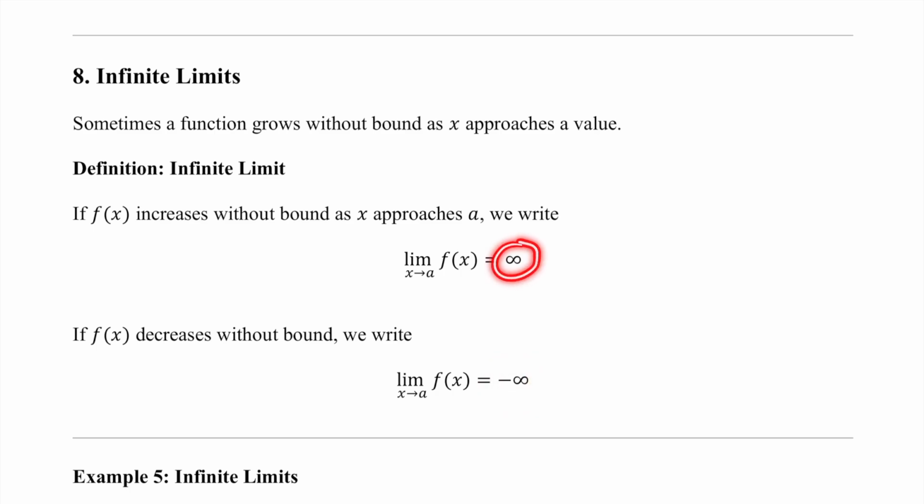Infinity and negative infinity are not fixed numbers. So when we write limit equals infinity or negative infinity, that means the limit does not exist. We are using infinity and negative infinity to describe the behavior. It just tells us the function keeps increasing or decreasing.